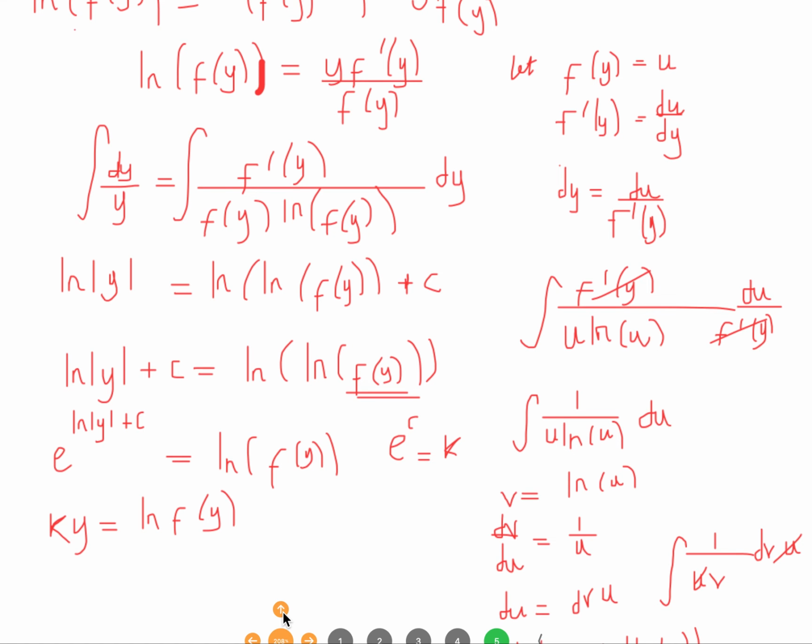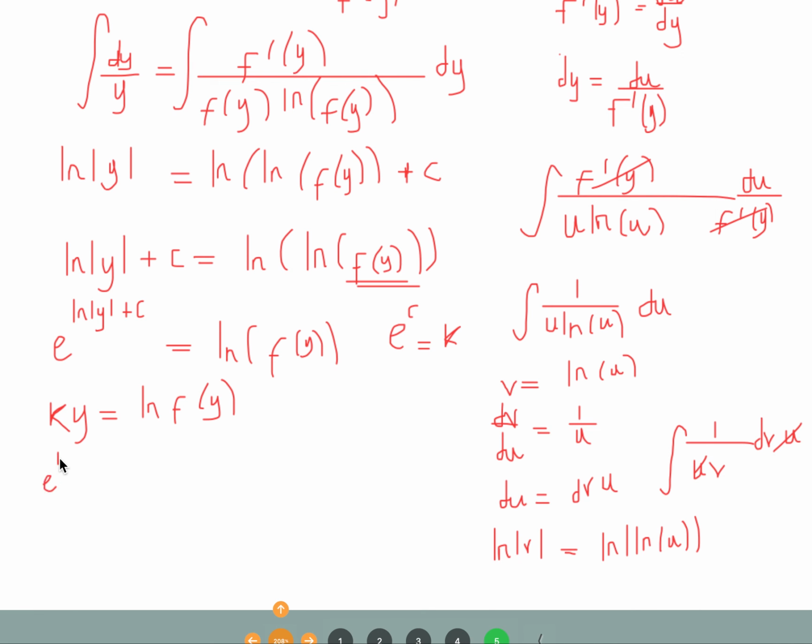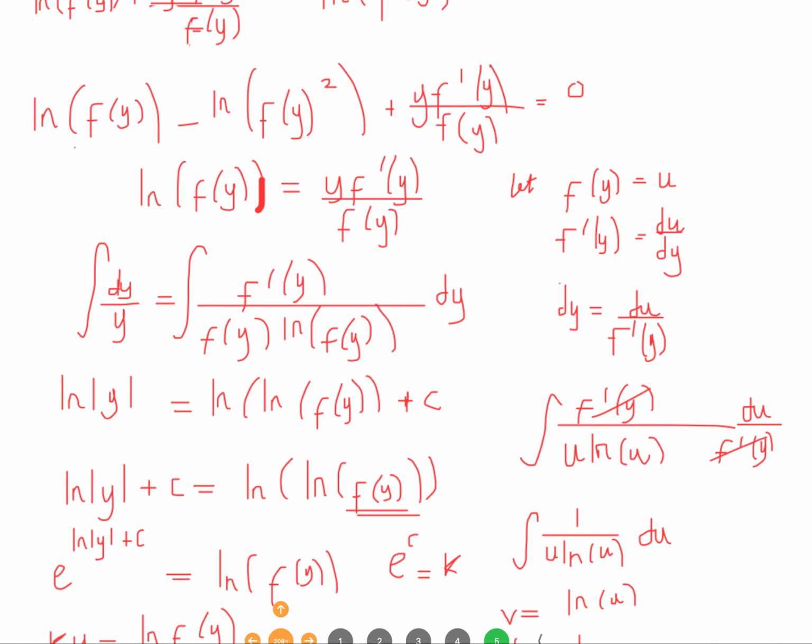And now raise it all to the power of e again. We get e to the ky equals f of y. And well, e to the k times y, that's e to the k all to the power of y, right? Because then they multiply. But e is a constant, k was a constant, so this can just be written as another constant, like b. Okay, so b to the y equals f of y. I think that's it. Let's have a look.